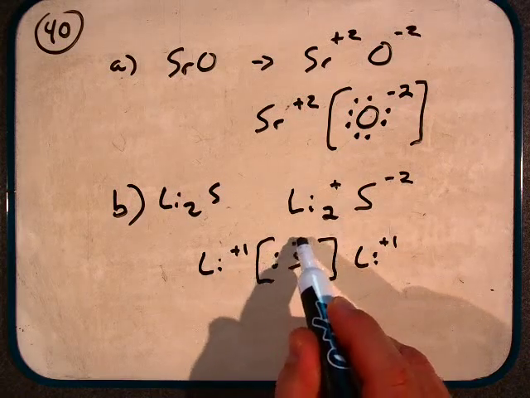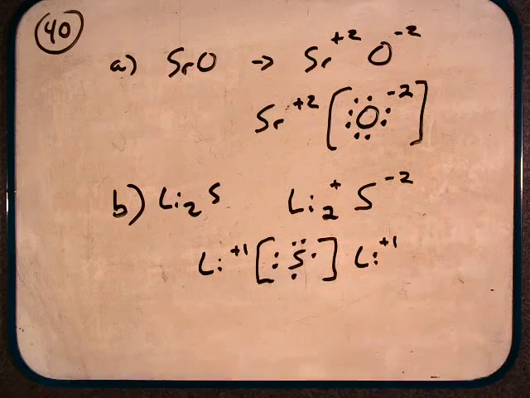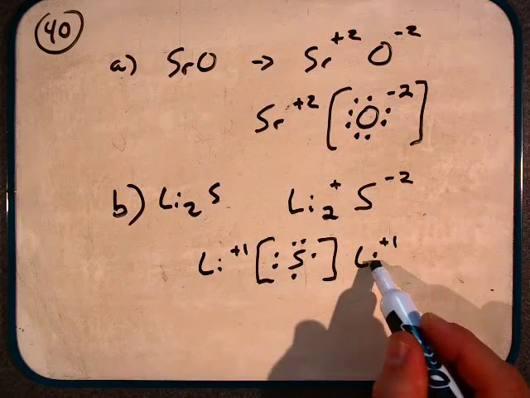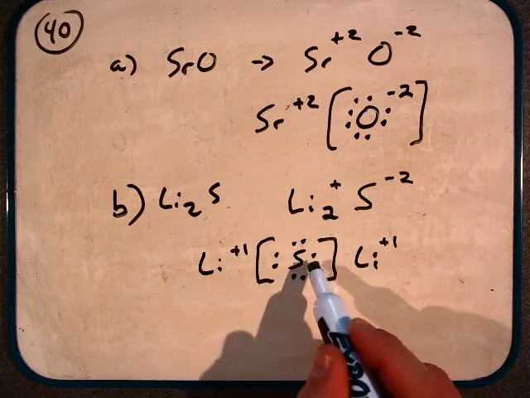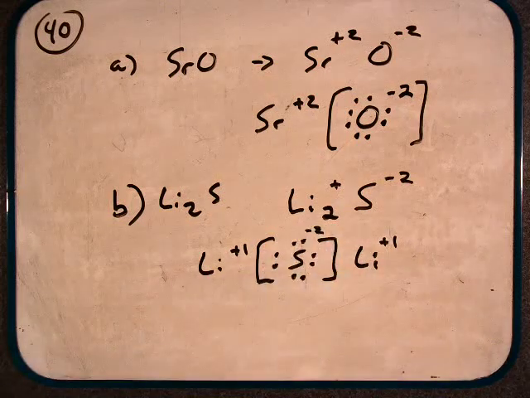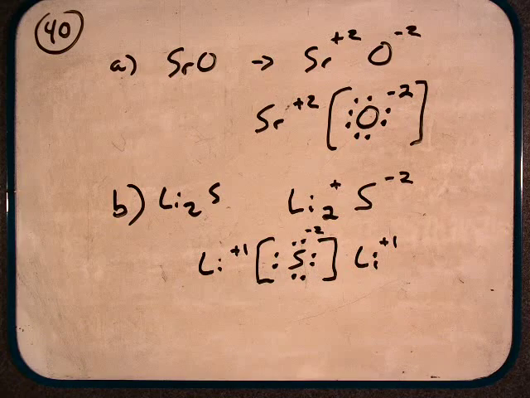Sulfur, just like oxygen, has 6 valence electrons, and then once it receives an electron from each lithium, it gets 1 and then 2, and then is this -2 charge. And so that would be lithium sulfide.